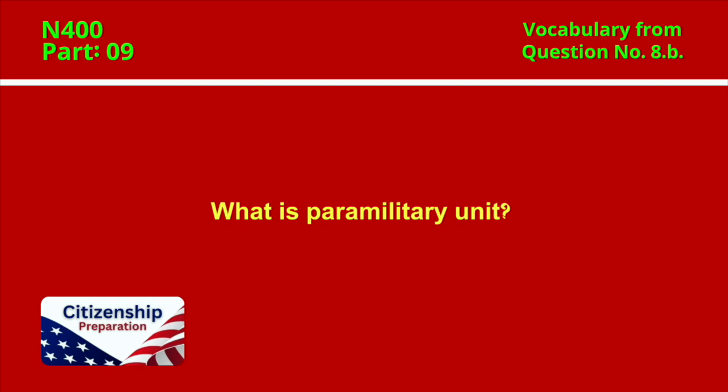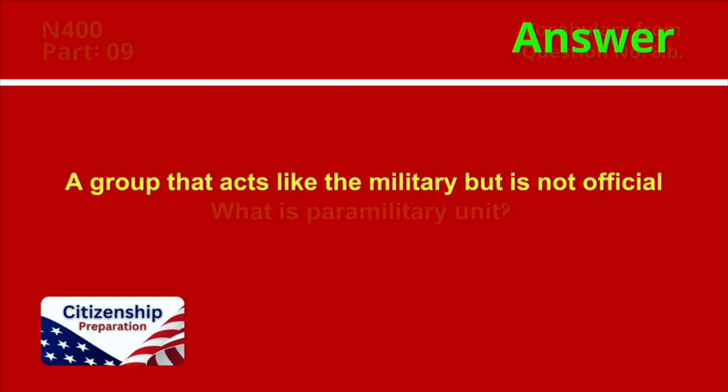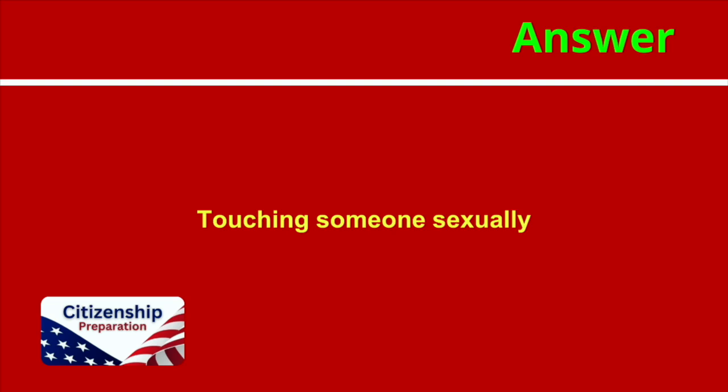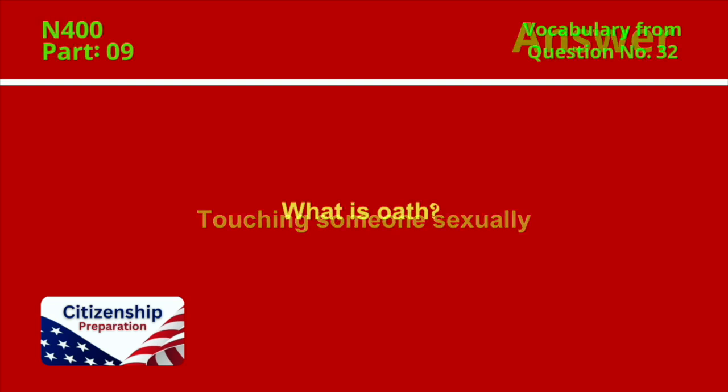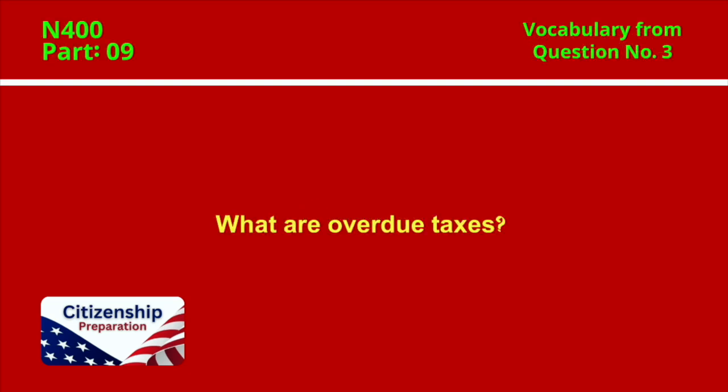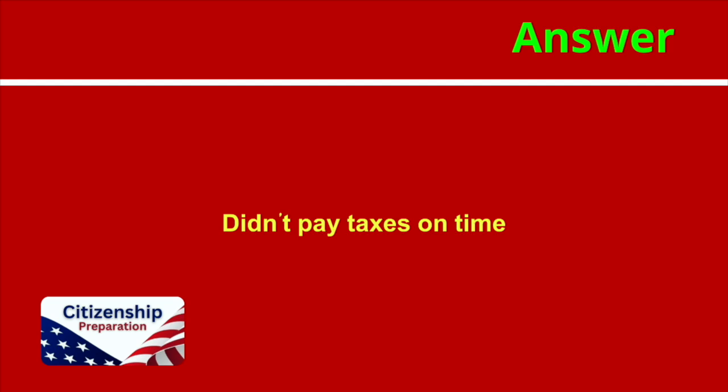What is paramilitary unit? A group that acts like the military, but is not official. Define sexual contact or activity. Touching someone sexually. What is oath? A promise. What are overdue taxes? Didn't pay taxes on time.